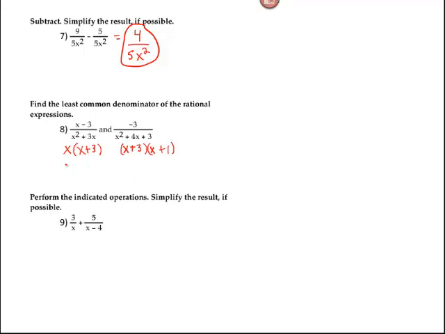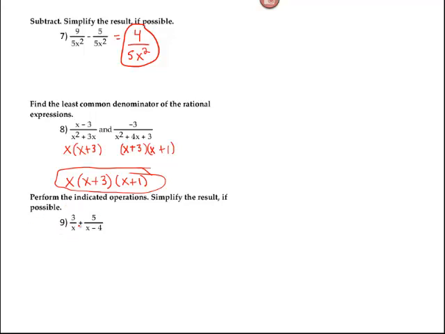And then the way we find the common denominators, we're basically making a list of all of the factors. So we need an x, we need an x plus 3, we need an x plus 1. Okay, so that's the list of things that we need so that the denominators will be the same. Notice we didn't write x plus 3 twice, we just had to write it once.